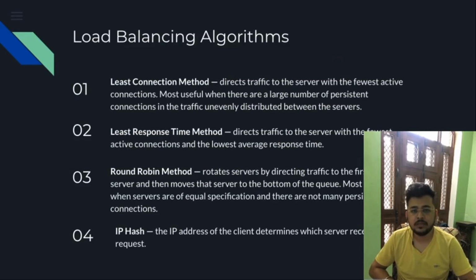The first and very common is the least connection method. Least connection method means the next request will be sent to the server which has the least number of active connections at this point in time. This is very helpful in situations where the traffic has been unevenly distributed.